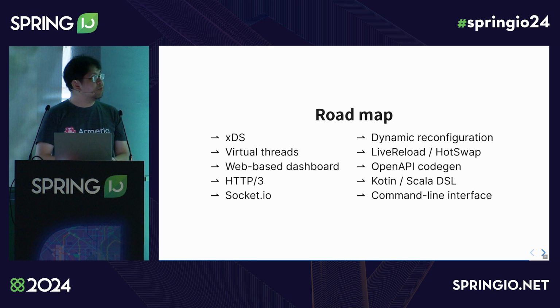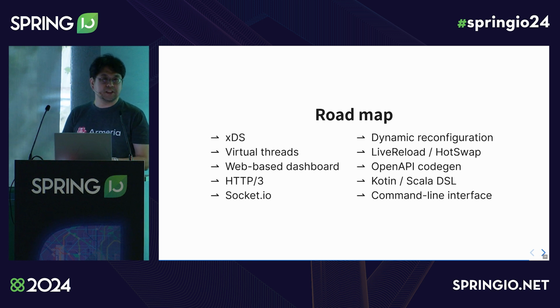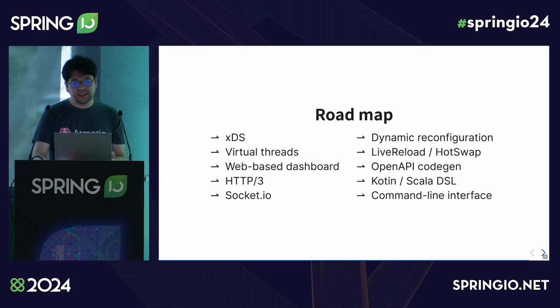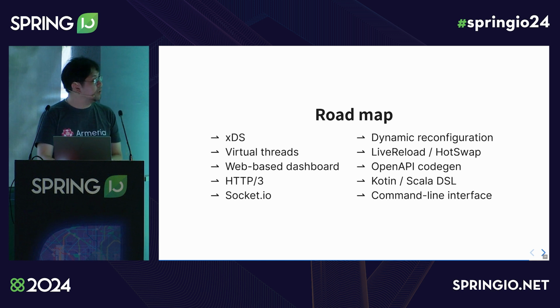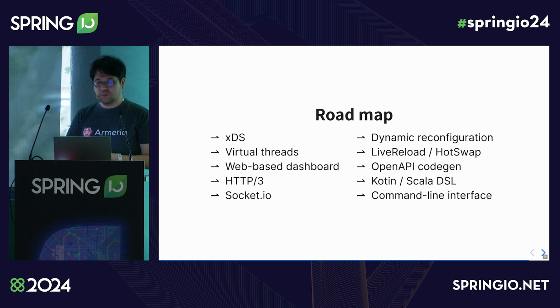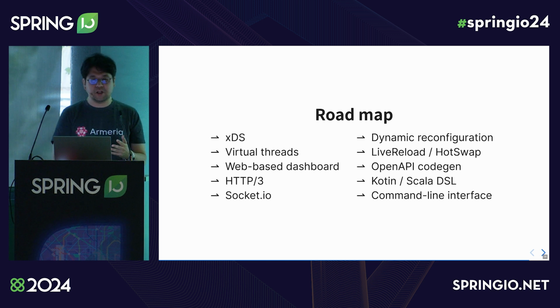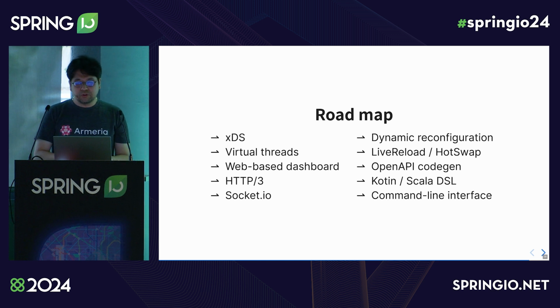So Armeria team's main focus these days is to add full XDS support, which can remove the need for sidecars completely in our microservices, of course. And we are also working on better virtual thread support. And we want to improve doc service to provide more advanced features like a complete dashboard. And we also want to support more protocols at various levels, like low-level HTTP3, high-level socket IO. And in the long term, we also want to improve the developer experience of the project even further.